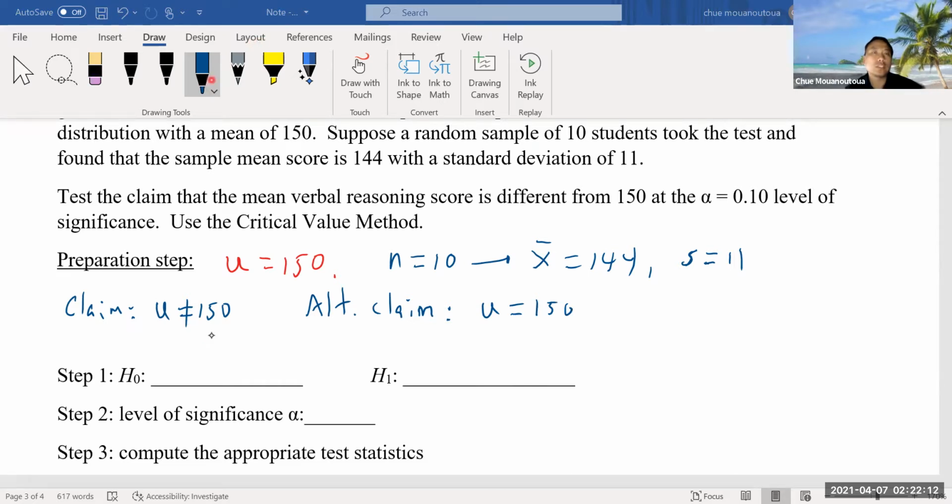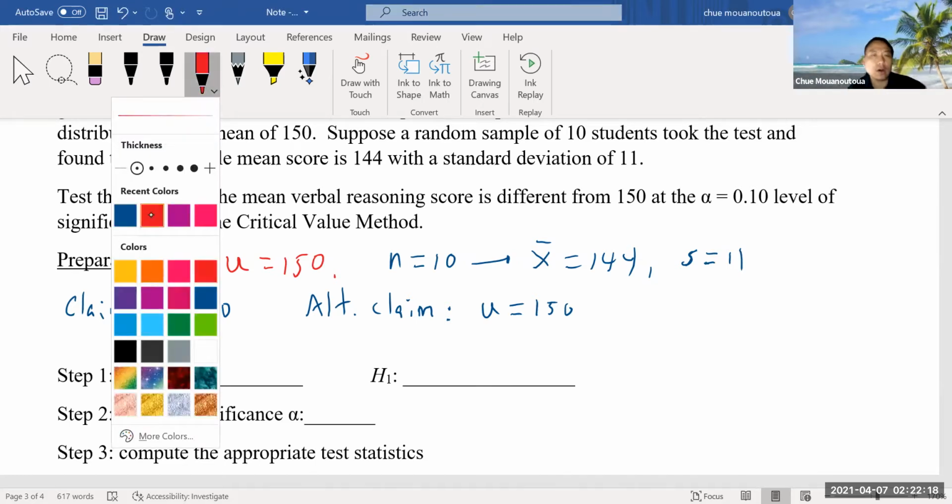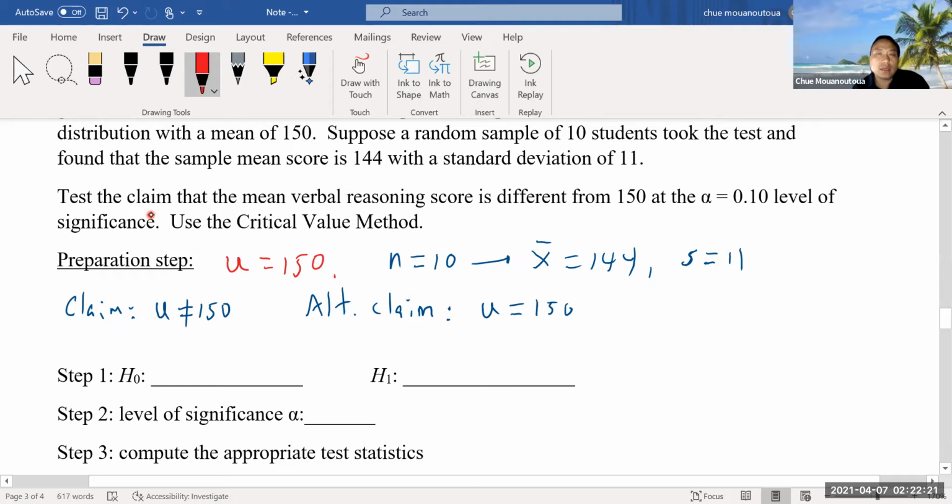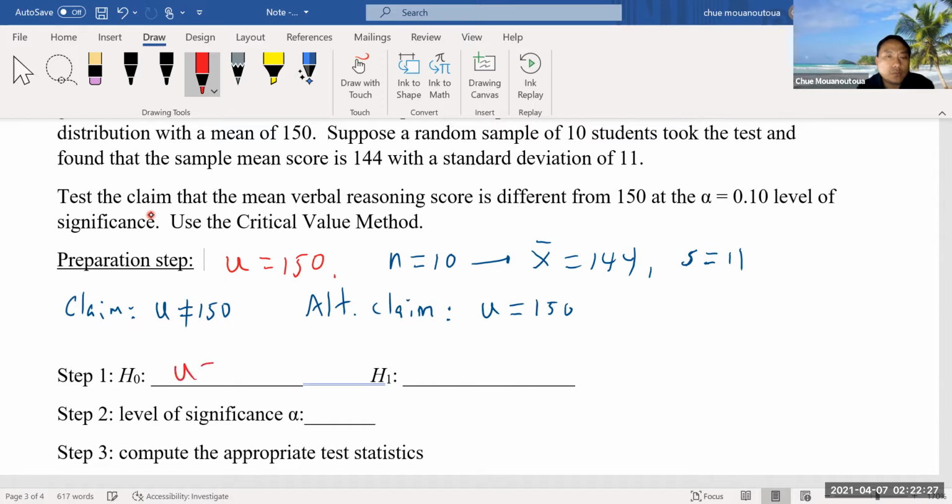So which of those two will go into H0 and H1? Once again, H0 always contains equality, so mu is 150. And H1 always contains inequality, so mu is not 150. Okay. Step 2, significance level alpha, we're told is 0.10. It's easy, right?